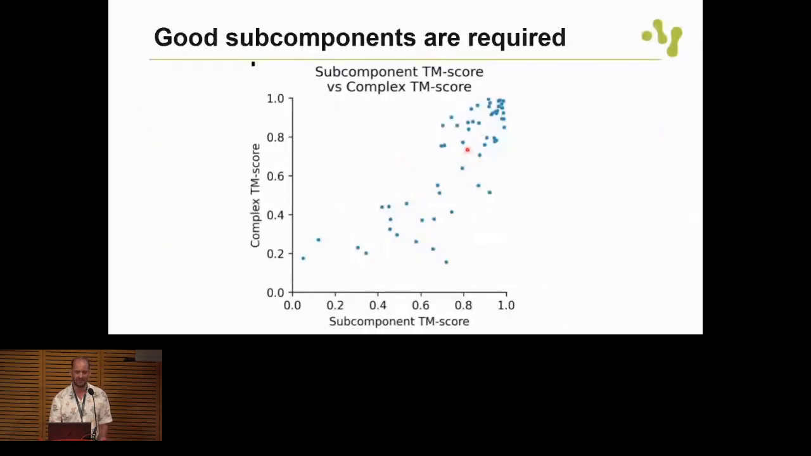The key thing here is, of course, that you have a very good prediction of the subcomponents. If you have bad predictions of the subcomponents, you won't get a good prediction. If you have good ones, you get a good prediction. This is the key thing that you need. There are some other things that might work.